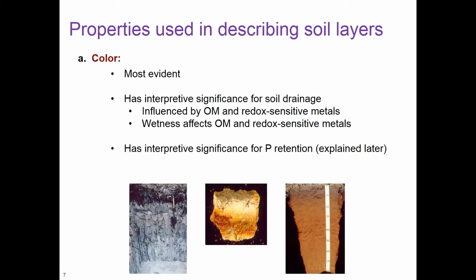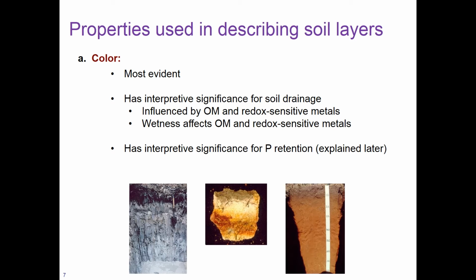There's a set of soil properties conventionally used in describing soil layers. Color is the most evident. It has interpretive significance for soil drainage because it is influenced by organic matter and redox sensitive metals, and wetness in turn affects the distribution of those soil components. Color also has interpretive significance for P retention, and since that's a key issue in this set of talks, then we will go into that more deeply later.